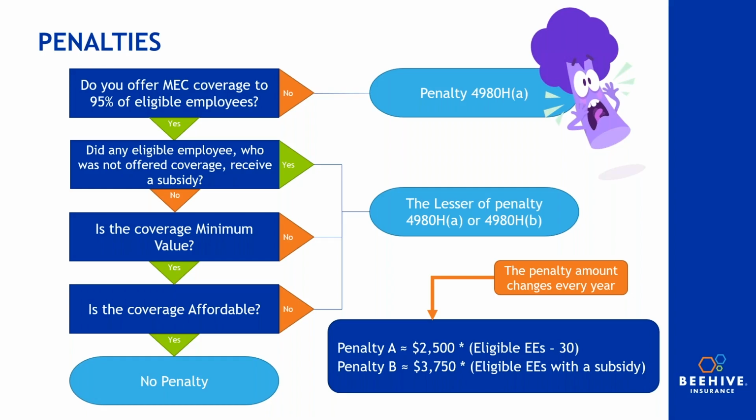the number of eligible employees you have that receive a subsidy is going to be very small usually. Probably only, say, 2 to 4% of your eligible employees instead of all of your eligible employees. So if you have 100 eligible employees, penalty A would take that amount multiplied by 70, because you're taking your 100 minus 30, and penalty B would be this amount multiplied by maybe 3 or 4 employees. So penalty B is a lot smaller due to the second part of the calculation.